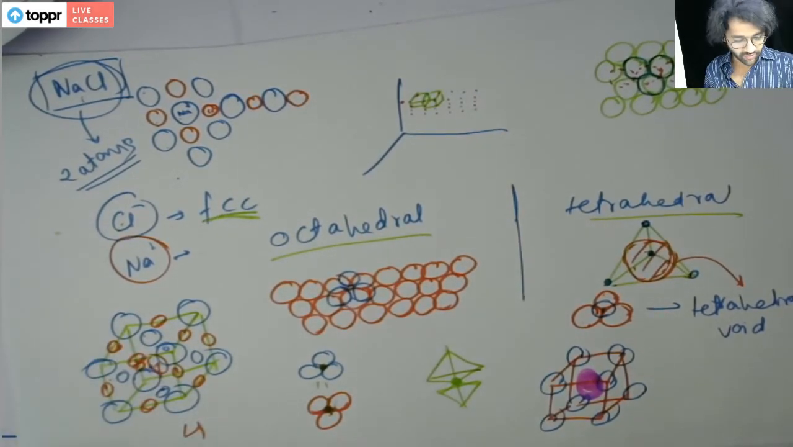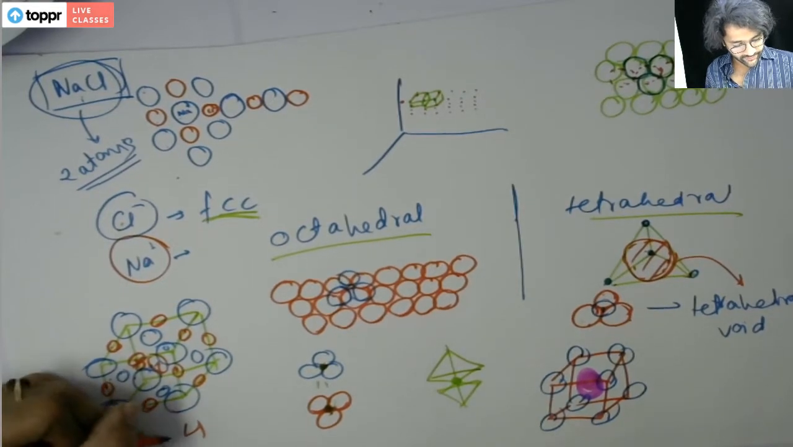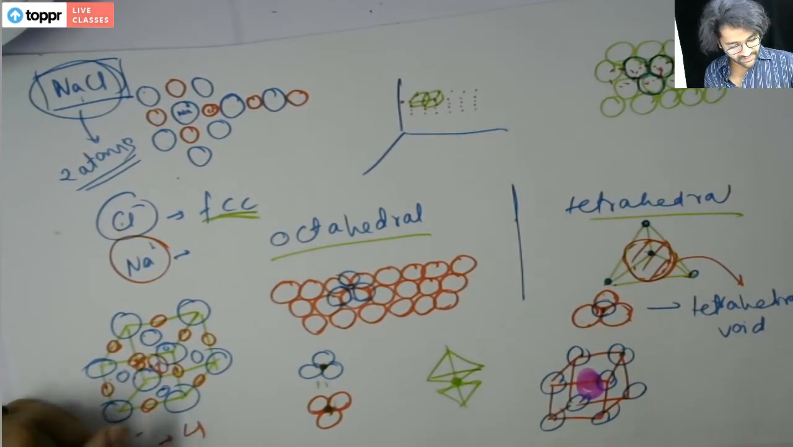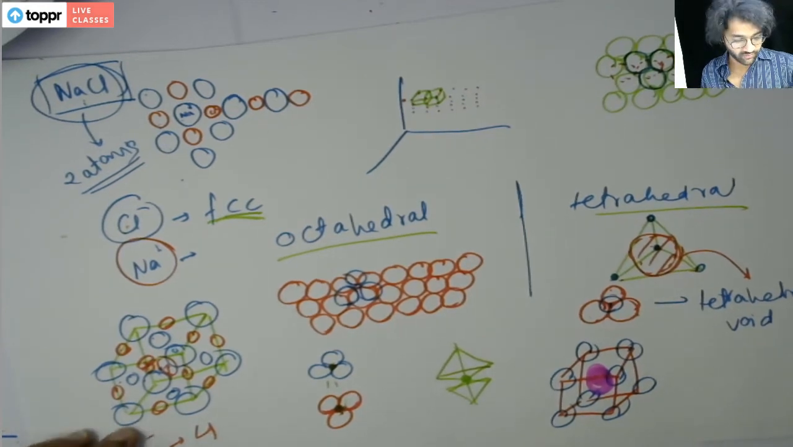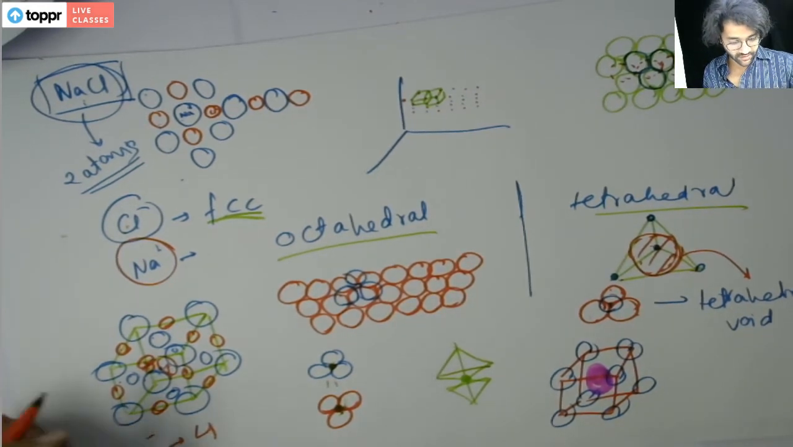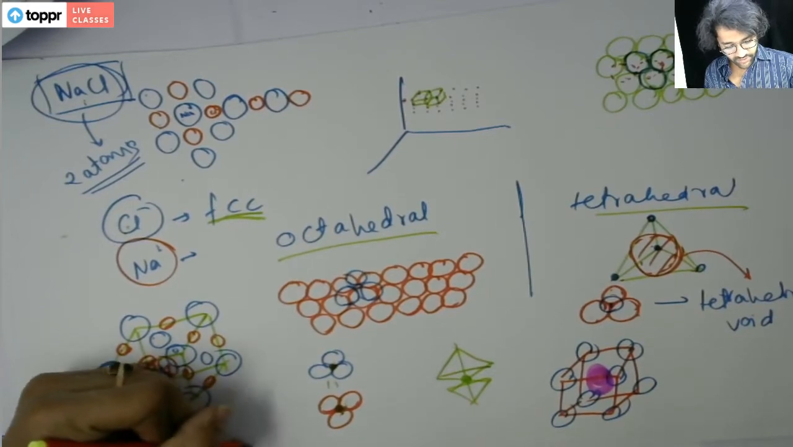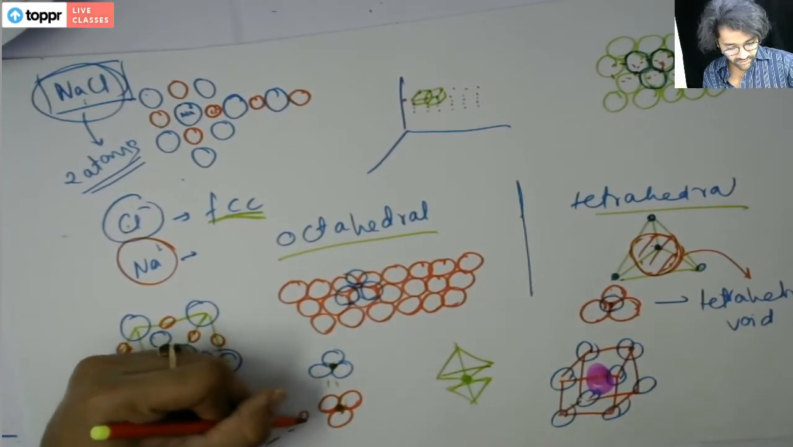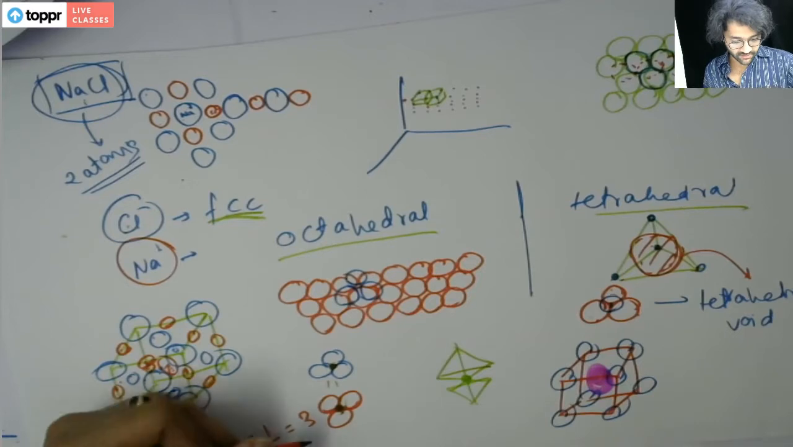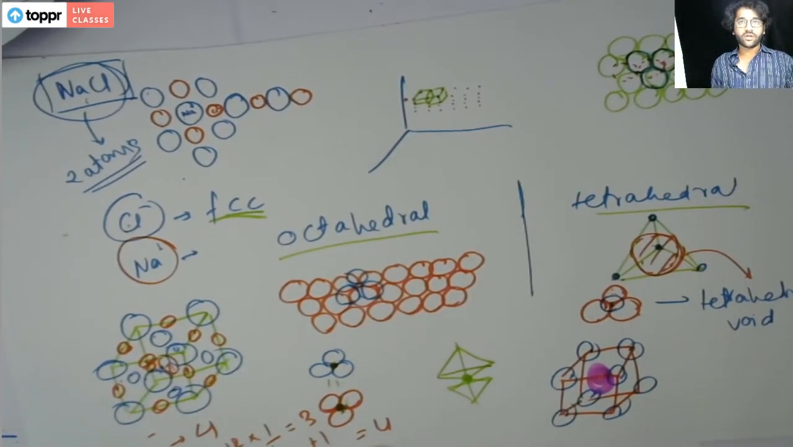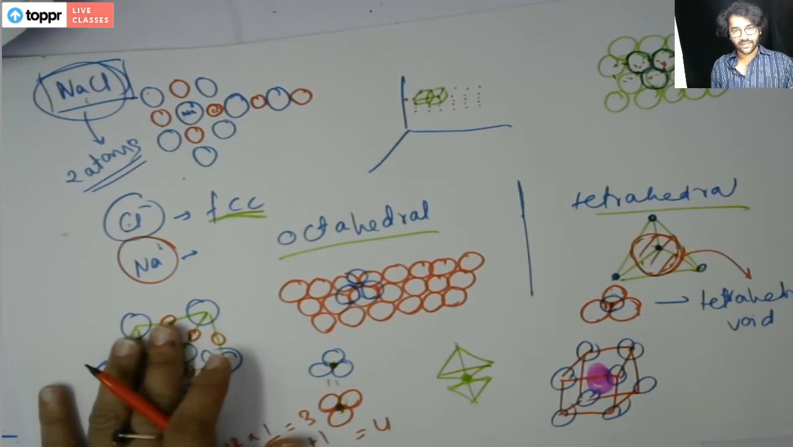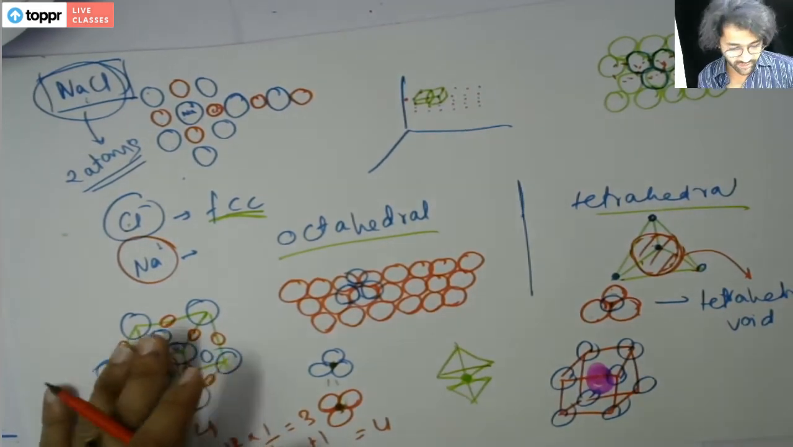We have calculated before, right, for the chloride. And for Na plus, we can see there are 12 edges with 1/4 contribution, so 12 edges with 1/4 contribution will give us 3, plus 1 is present at the center, which is complete. So again 4. So 4 chloride and 4 sodium ions are present inside one NaCl crystal, right?